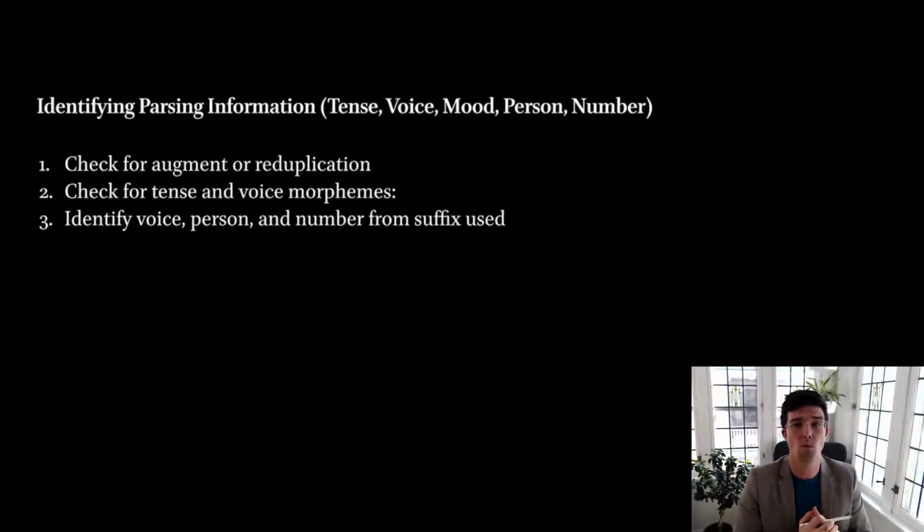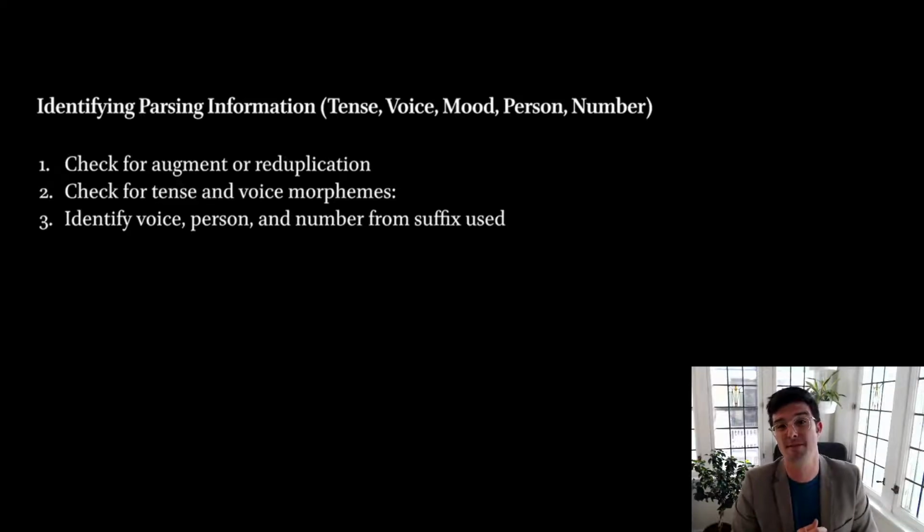So, how do you go about identifying parsing information? Taking sort of that huge chart we have of the different ways that all these different indicative verbs form and condense it down. What should you do when you come across a Greek verb in the wild, as it were? And I'm going to give you 3 different steps here. I present them basically first, and then we'll go into them with a little more depth in just a moment here. The first is to check for augment or reduplication.